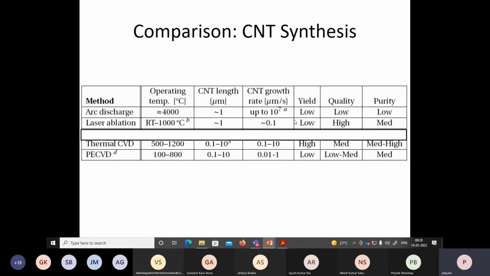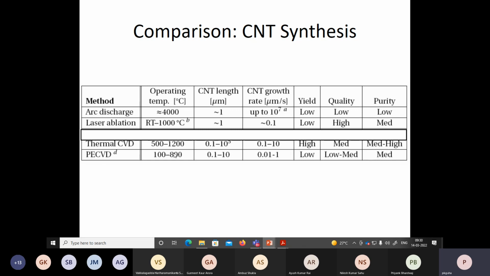In case of thermal CVD, you see yield is very high. Okay, you get quite a lot of carbon nanotube. That is why when you buy carbon nanotube commercially, it is mostly thermal CVD. Okay, and temperature required around several hundred degrees centigrade, close to 1000 degrees centigrade.